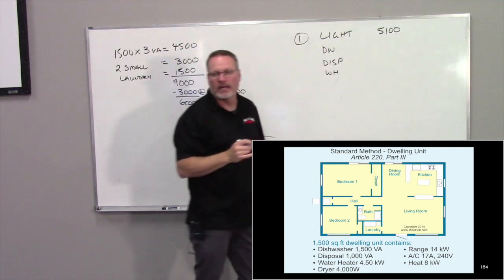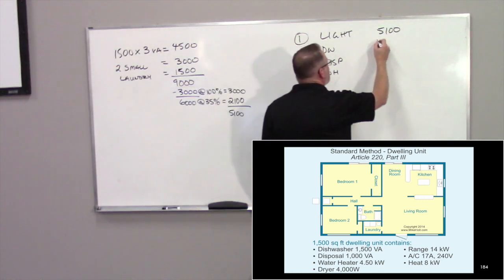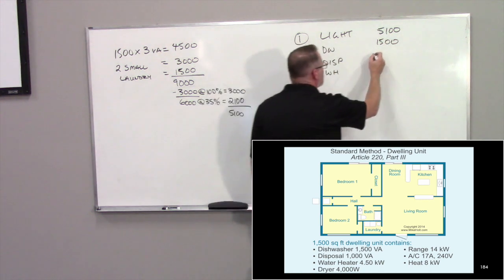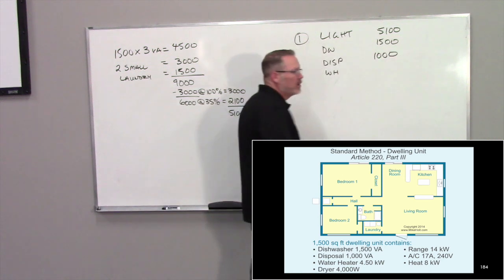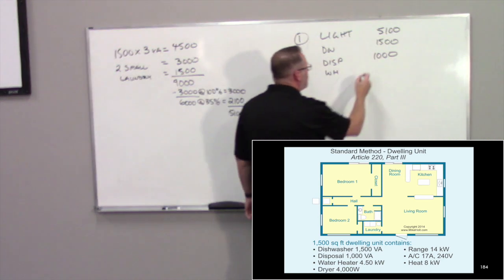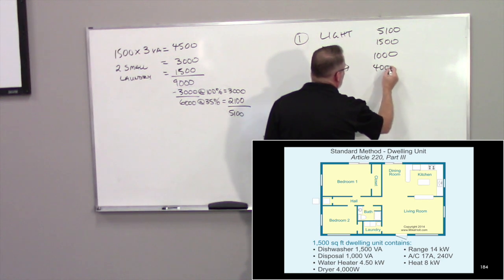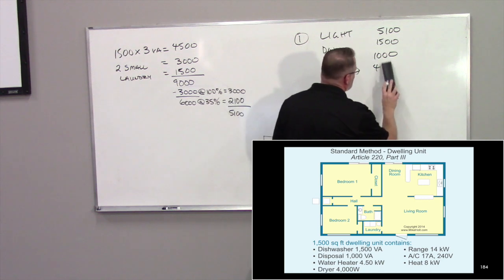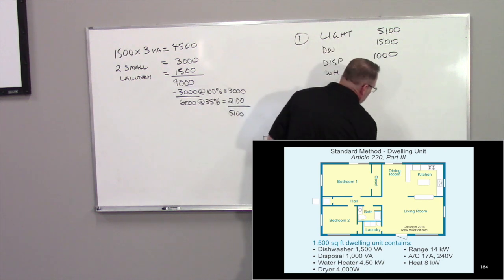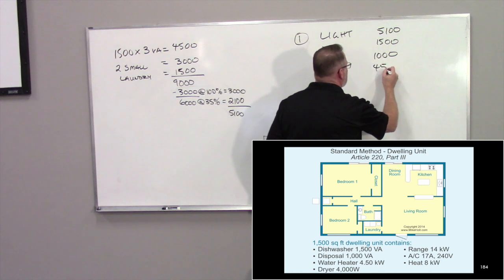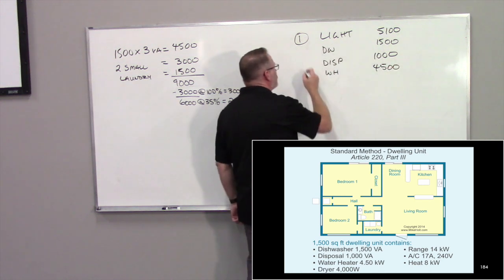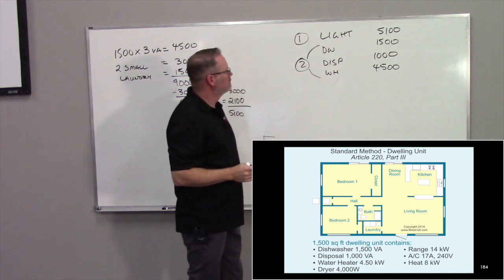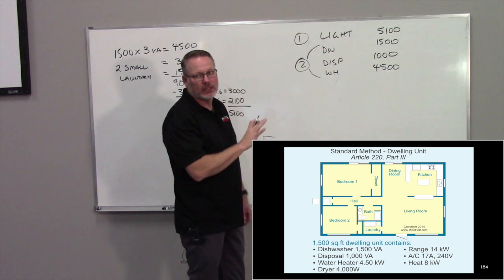Our dishwasher is rated at 1,500. Our disposal is rated at 1,000. And our water heater is rated at 4,500. Because I only have 3 appliances, I'm going to do those at 100%. So step 2, adding that stuff at 100%, we're just going to leave them alone.